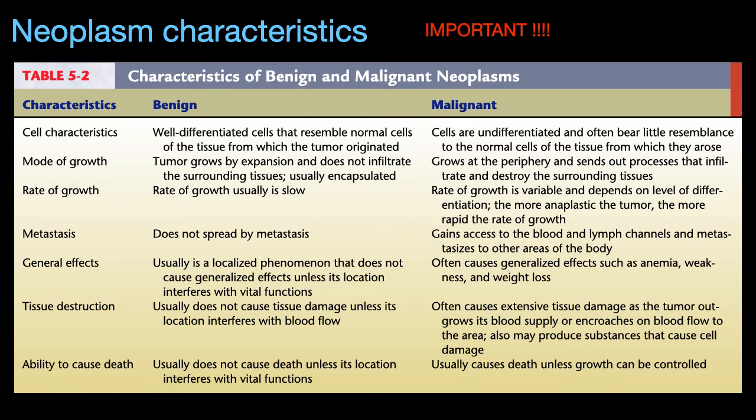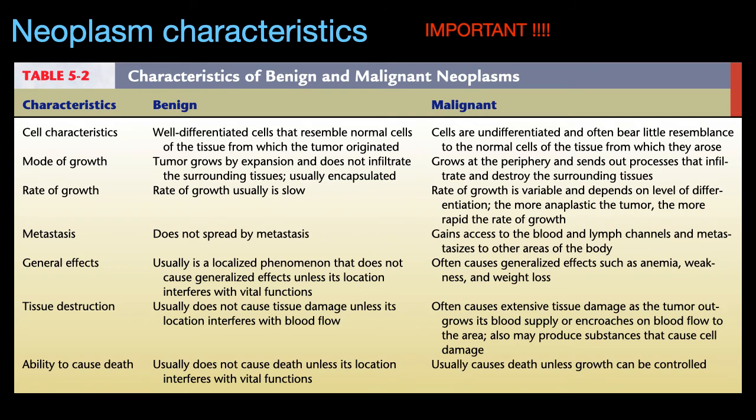So in reference to the cells, you already know now that benign are well differentiated cells, that they look very much like the normal cells. And in the case of malignant, they are undifferentiated. Often they have some resemblance to the normal cells.